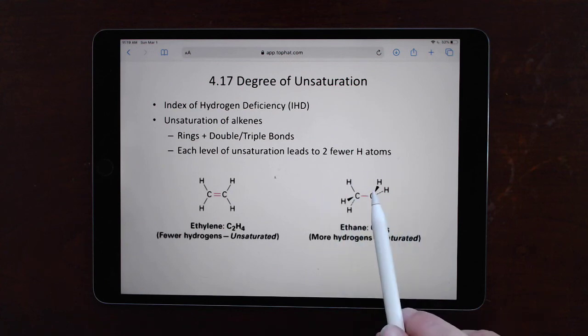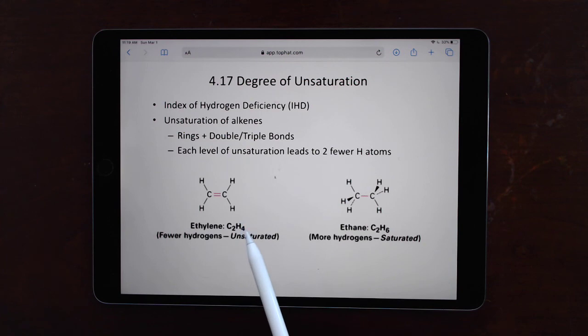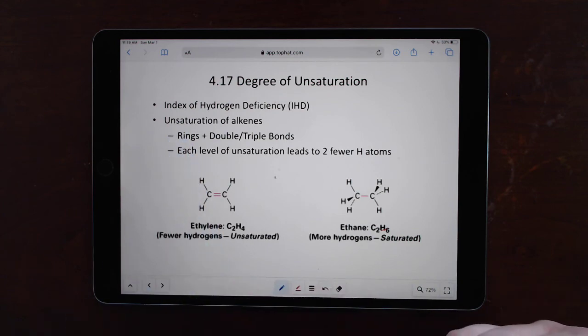It's the maximum number of hydrogens. We call that saturated. If instead there's a double bond, notice how we've removed 2 hydrogens. And it turns out rings do the same thing. For every ring you've got 2 fewer hydrogens on there.